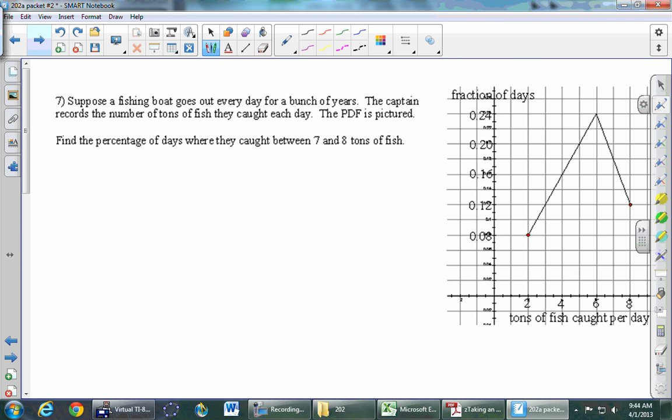Next page. Okay, 7. We are back to Bubba.